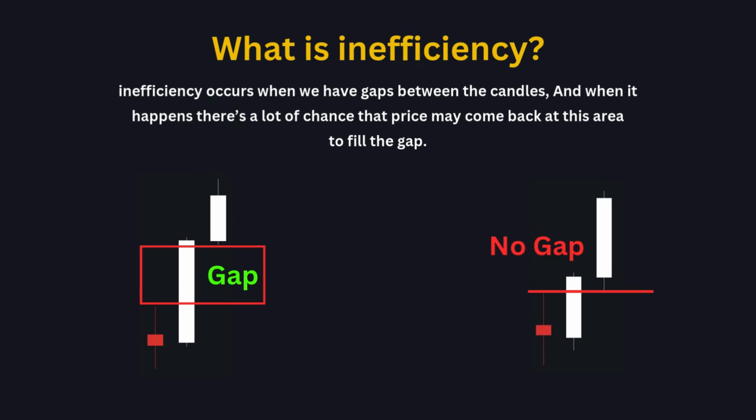Let's learn what is inefficiency. Inefficiency occurs when we have gaps between the candles, also known as fair value gap, and when this scenario happens, there's a lot of chance that price will come back to this area and fill the gaps.